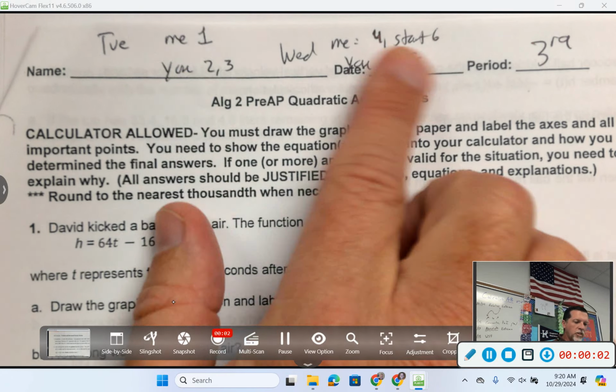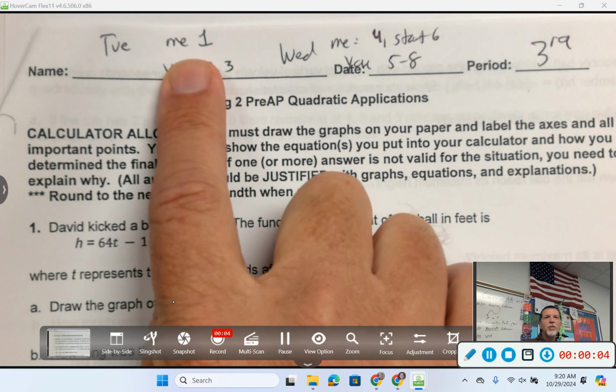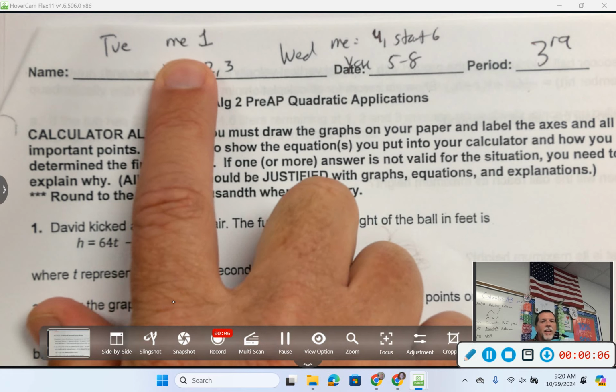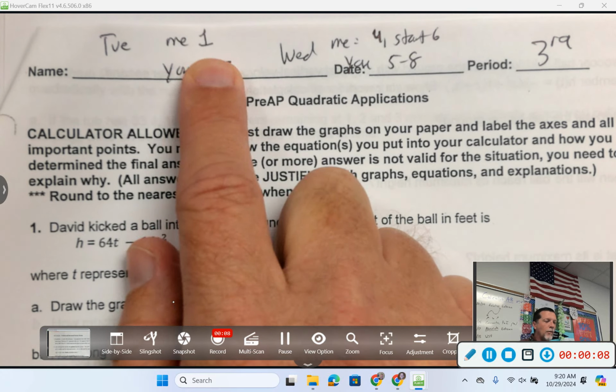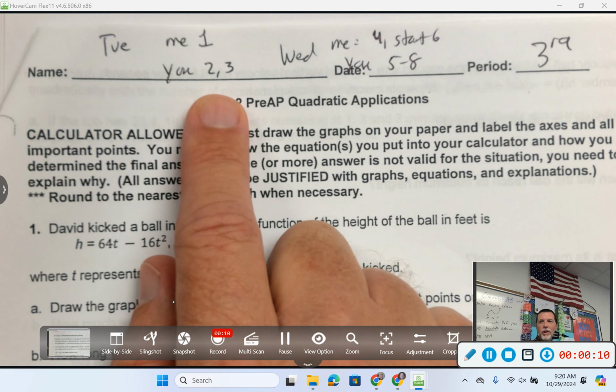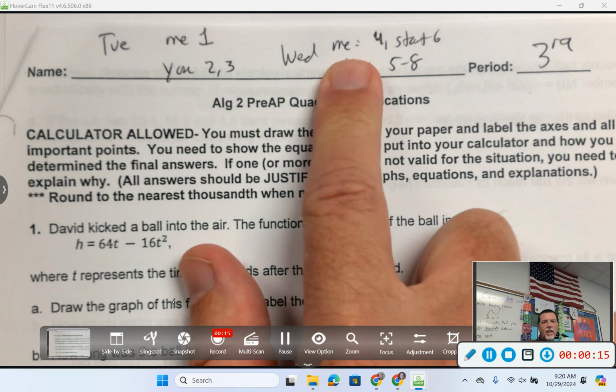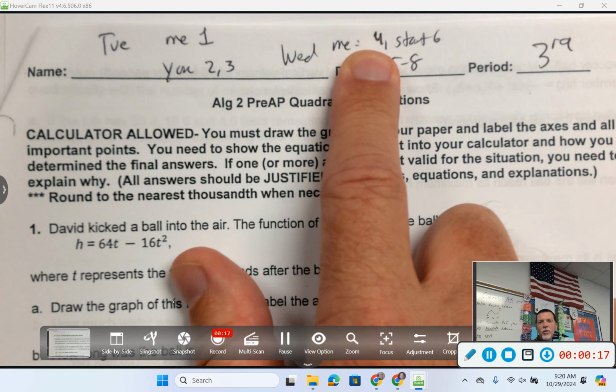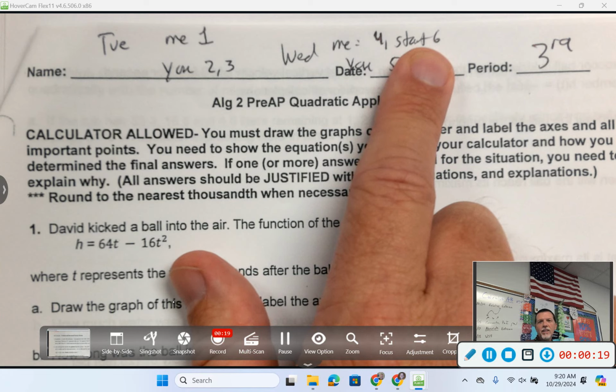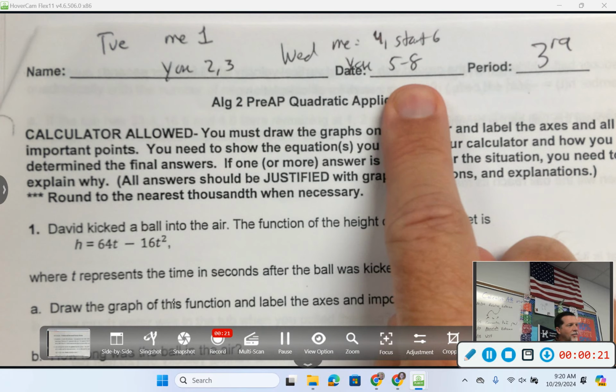All right, big picture. This is more notes to myself than notes for you at the top, so you wouldn't write this down. But this is me reminding myself that I will work number 1, and then you will work numbers 2 and 3 today. On Wednesday, not me, but Miss Craig will work number 4 and start number 6 with you, kind of get it launched, and then assign 5 through 8.